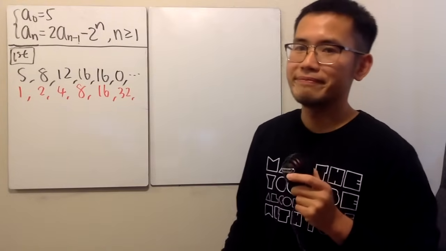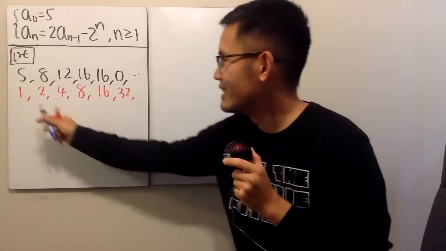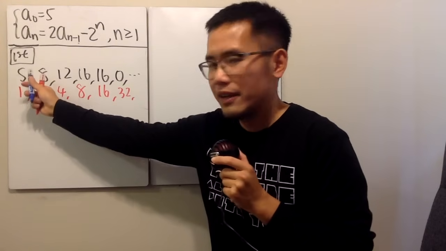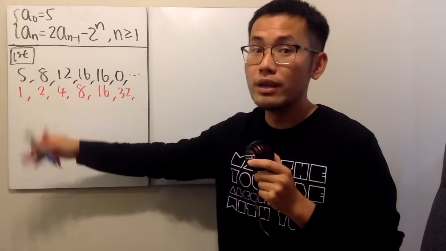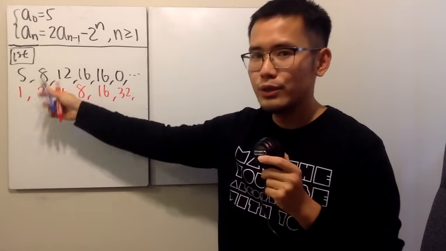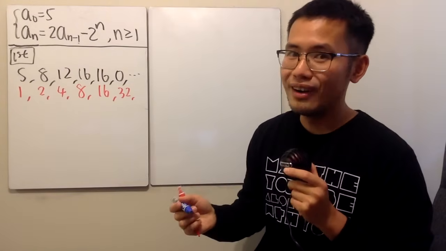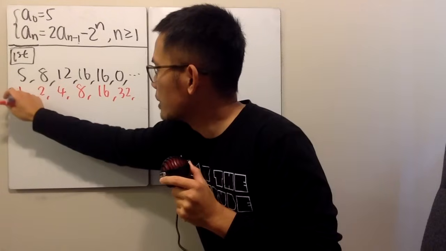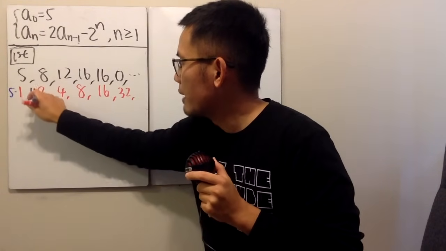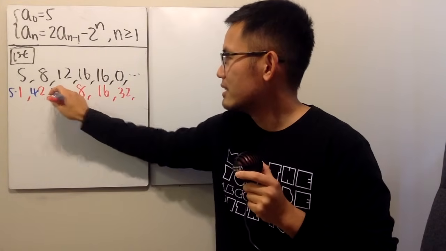Now, I want to make a connection between these numbers and these. How can we do it? Well, have a look. How can we go from 1 to 5? You can say add 4, or you can say multiply by 5. How can we go from 2 to 8? You can say add 6, but better yet, you can say multiply by 4. Because if you said multiply by 5 here, and then multiply by 4 here, what's next? Multiply by 3, isn't it?